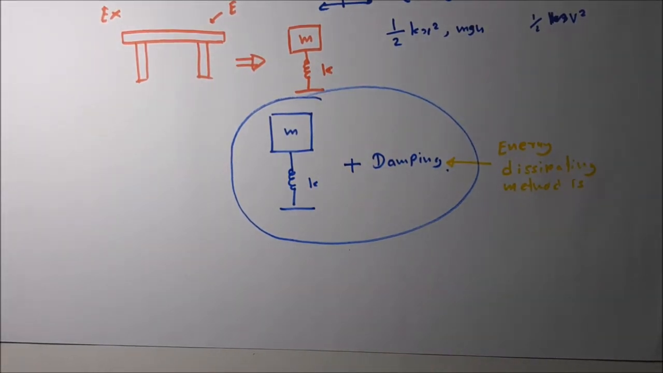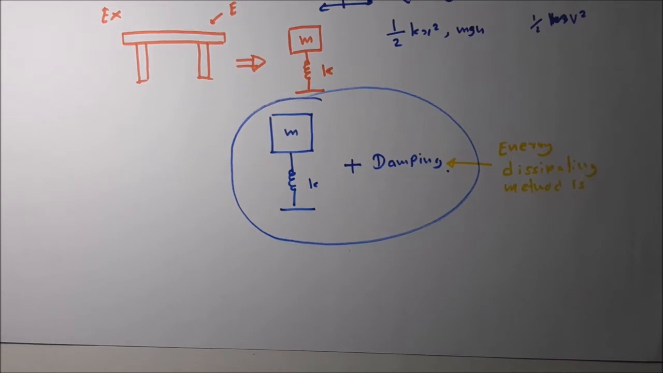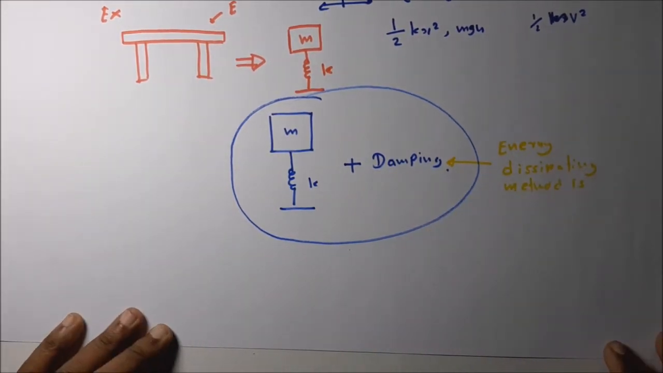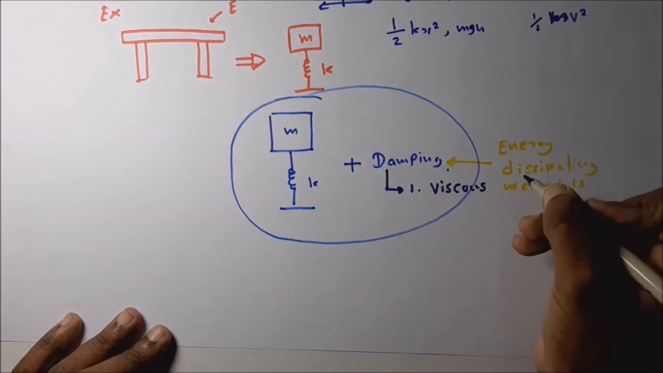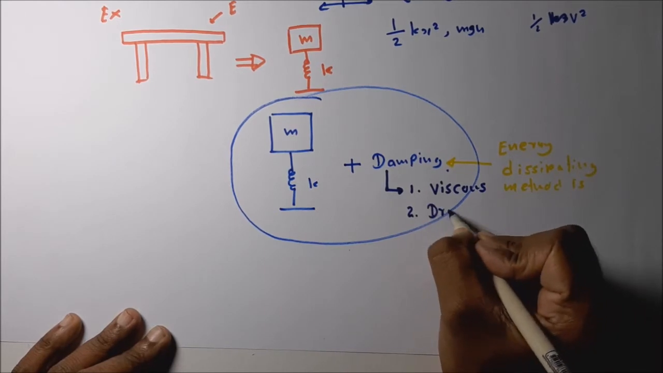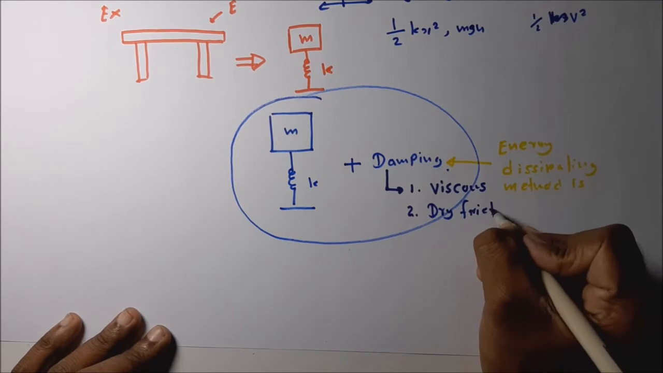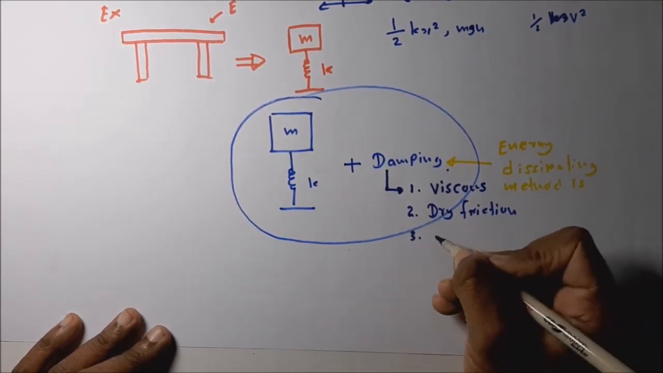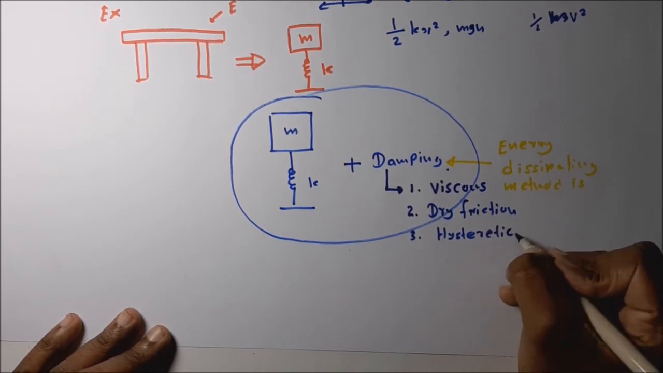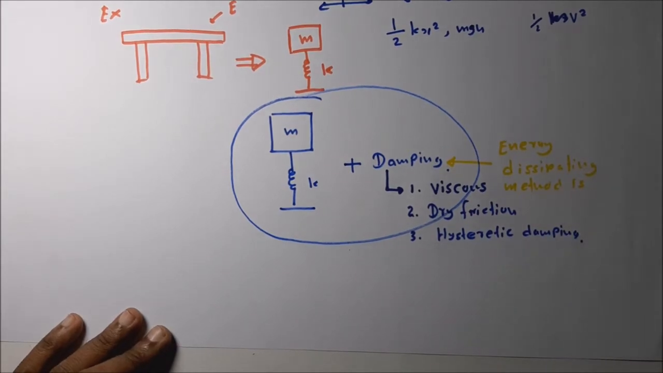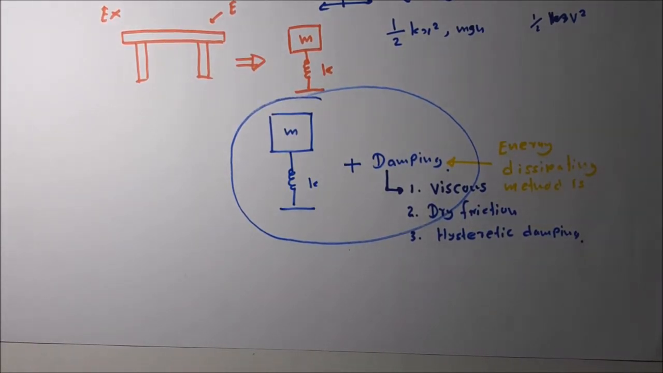Okay, damping methods. There are three methods of damping in a mechanical vibrating system. So what are these three methods? First one, viscous damping. Second, dry friction damping. Third one, hysteretic damping. Viscous damping, dry friction damping, hysteretic damping. These are the three methods to dissipate vibration energy from a vibrating system.